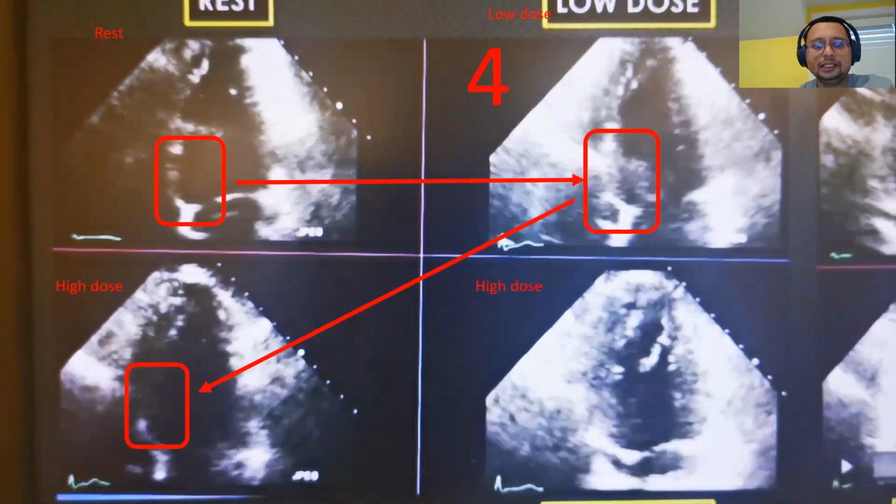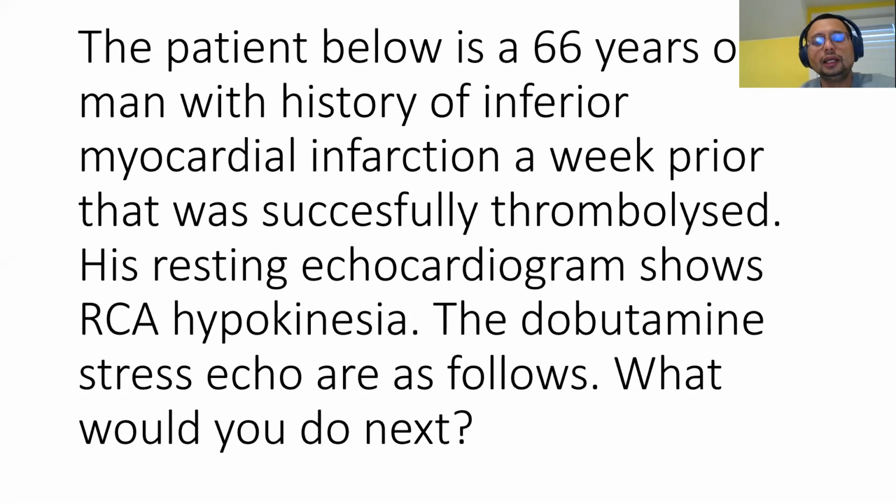So this is our last case for today. The patient below is a 66-year-old man with a history of inferior myocardial infarction a week prior that was successfully thrombolyzed. His resting echocardiogram shows RCA hypokinesia, so we do a dobutamine stress echo to assess the viability of that segment.